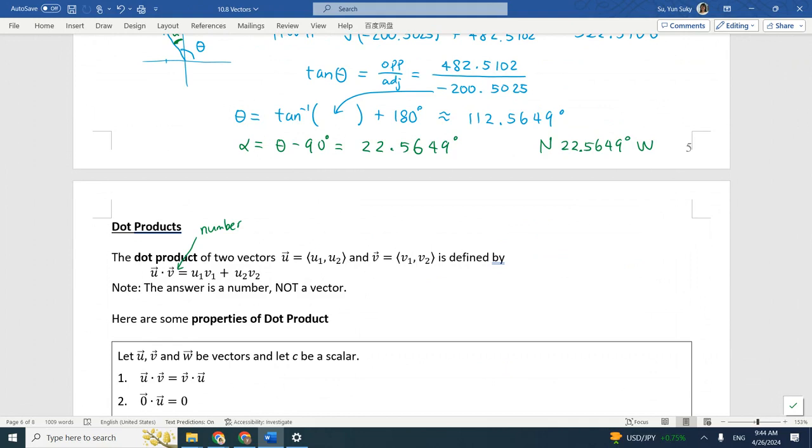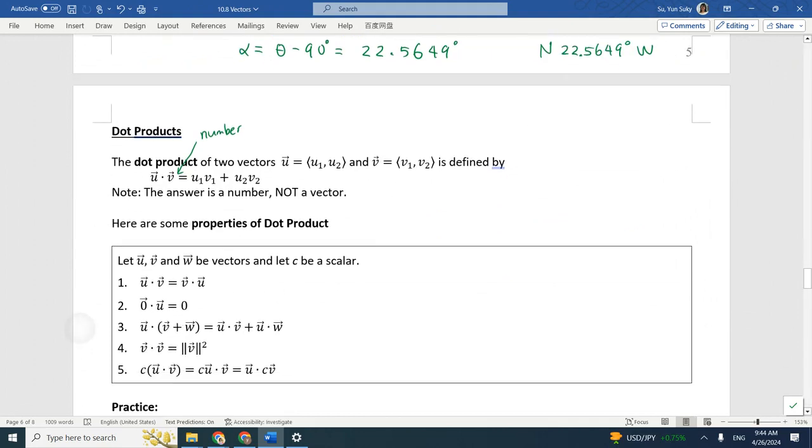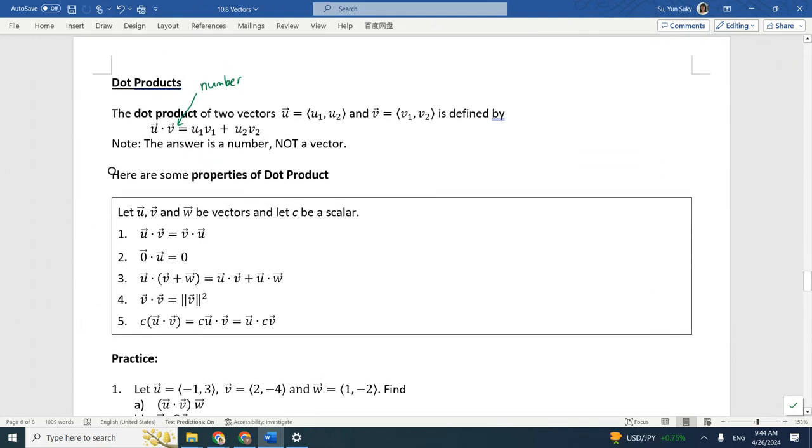Okay. And these are some properties of the dot product. u dot v is v dot u. So it's commutative. You can change the order of the vectors. And zero dot product with anything is zero, because the components are all zeros. That's why when we add them together, we just get 0. And it's also distributive. You can distribute the vector.